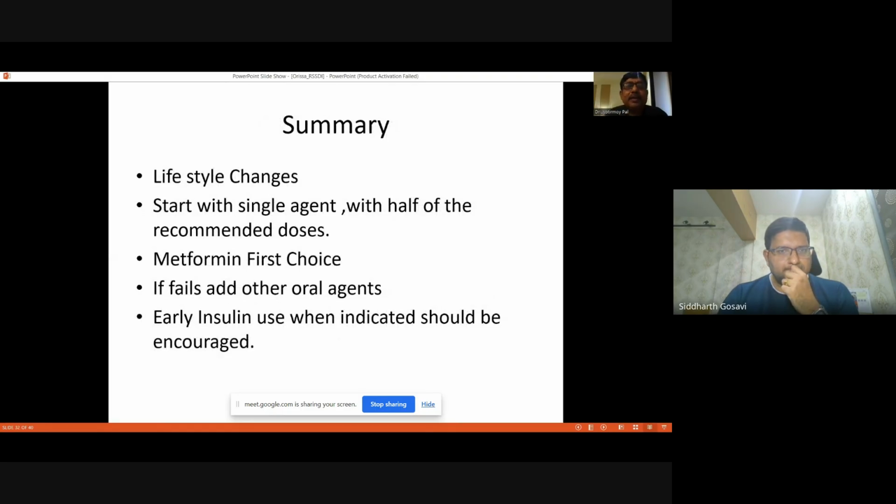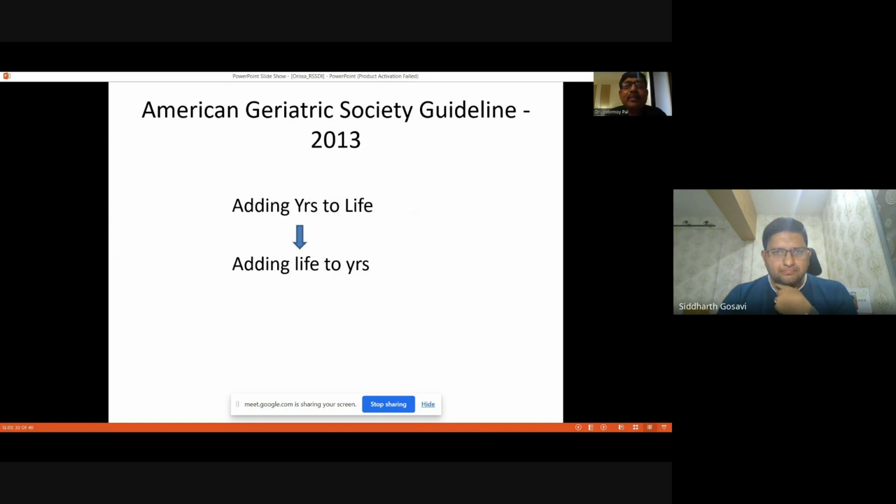So in summary, lifestyle changes are a must: diet and exercise. Start with a single agent at half of the recommended dose. Metformin should be the first choice. If it fails, gradually add on other drugs. Usually sulfonylureas and glitazones should be avoided, not in the first line of therapy. Use insulin when indicated, and encourage the patient to take insulin if it is advised.